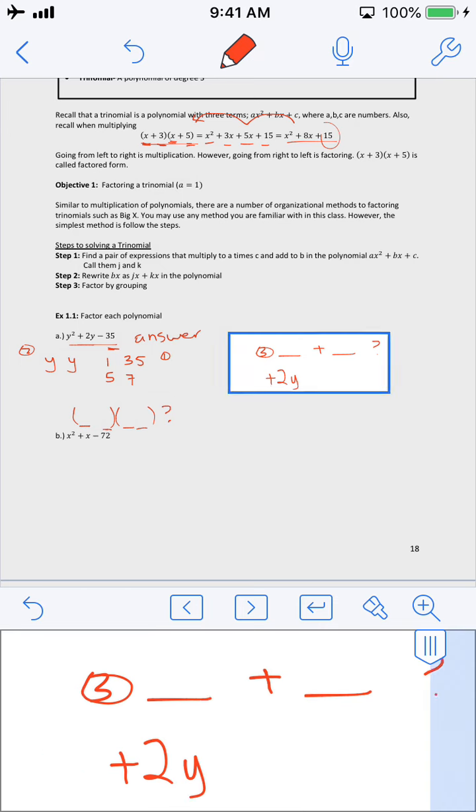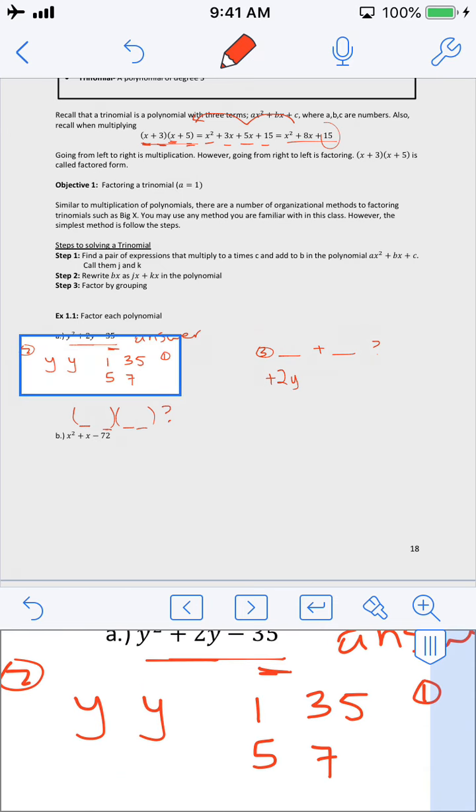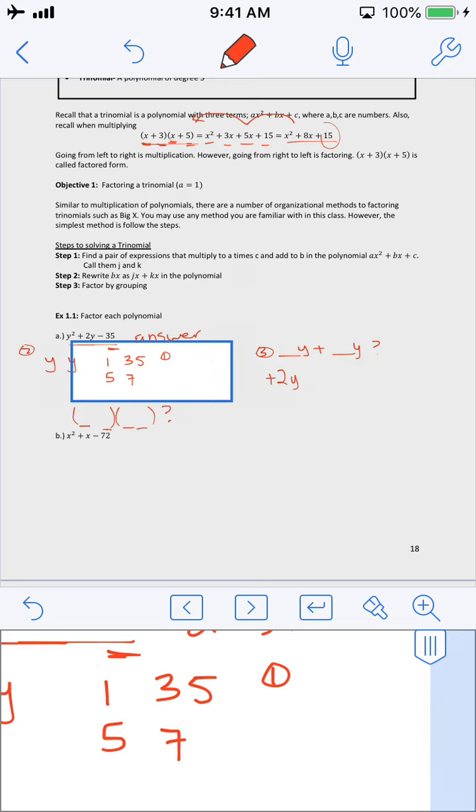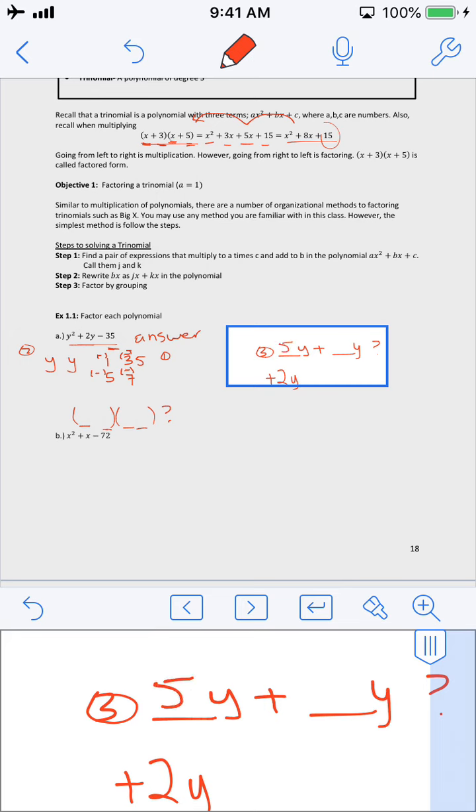Well, those two things had to be some combination of these. Obviously, they had to have y's on them. That came from y times y. But which one of them is going to add to 7? Now remember, this is a negative 35, so we have a negative to throw somewhere in here. So which combination is going to add to negative 35? I think that might be 5 and 7. Sorry, it's going to add to 2. How do I get this to add to positive 2? Negative 5. That's what gave me 2y.